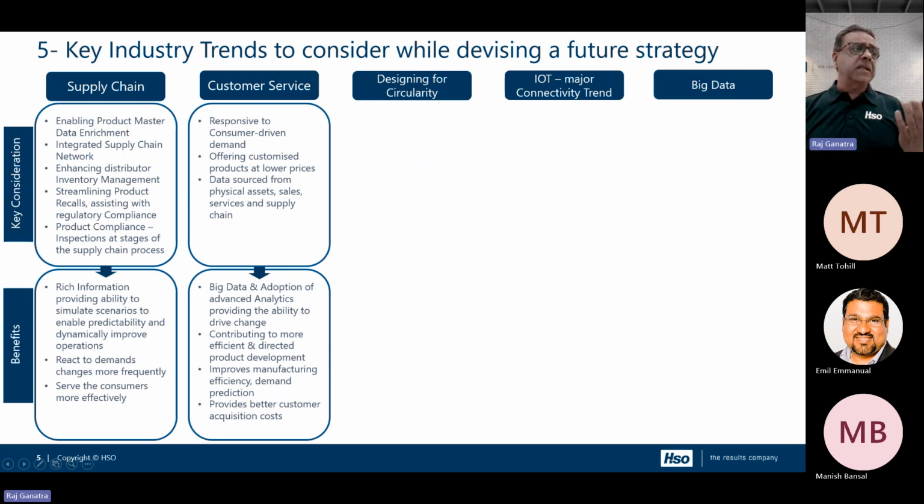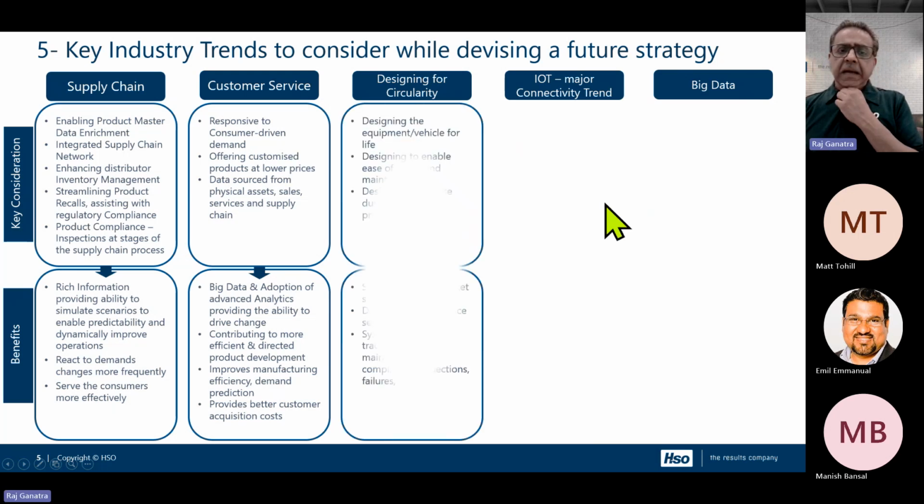Now, how does that benefit? Gathering all this information as you go on the journey and service the customer and getting responsiveness from the customer provides you the ability to contribute to product development, improve manufacturing efficiencies, and provide the customers better acquisition costs through customized products.